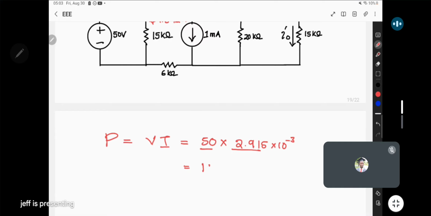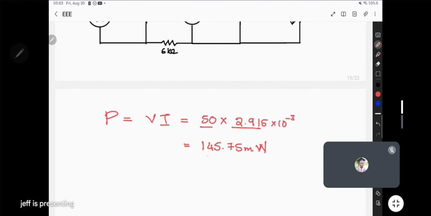So 145.75 milliwatts, or times 10 to the power minus 3. So this becomes the power developed by that source.